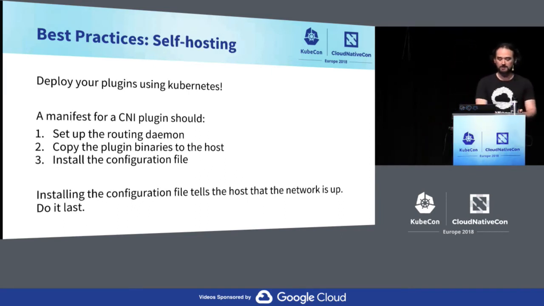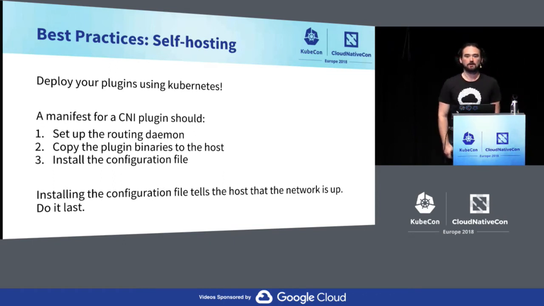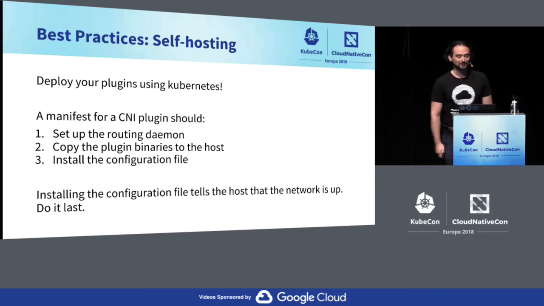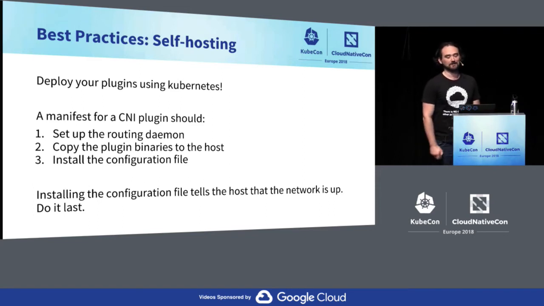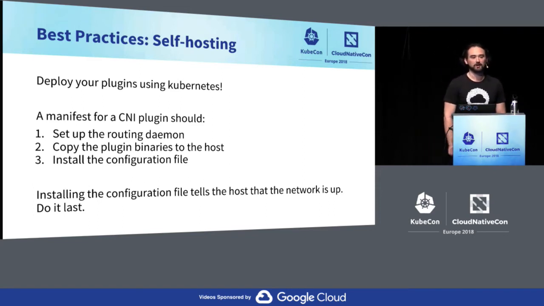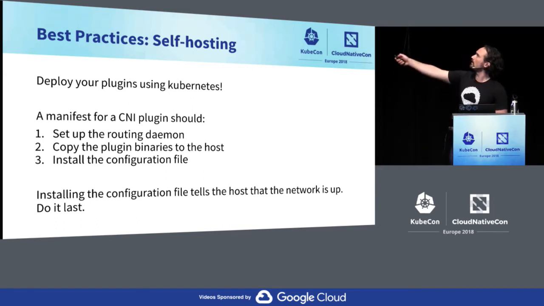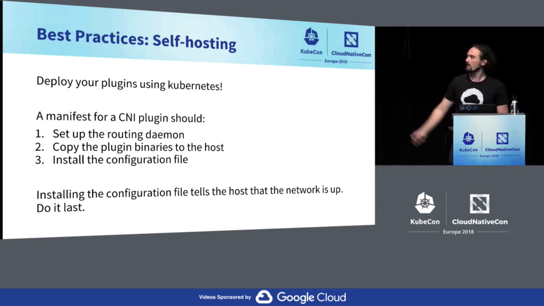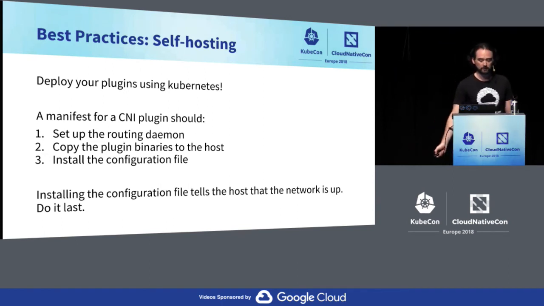Another best practice with CNI is to self-host. You know, we need to run a daemon on every node, and man, does anyone know how to run a daemon on every node, right? So you should deploy your plugins using Kubernetes. This takes a little bit of subtlety to get it to use the binaries. Your manifest needs to do this sort of funny dance where the first thing they do is install and activate the routing daemon. Then they copy the plugin binaries onto the host into a configured directory.